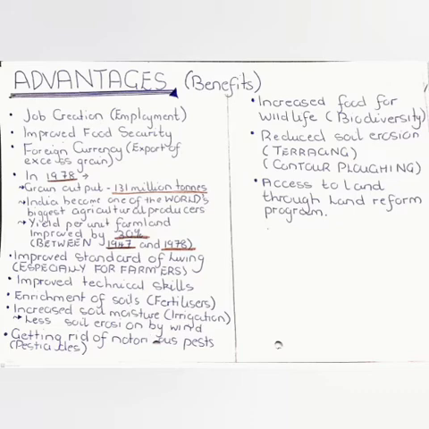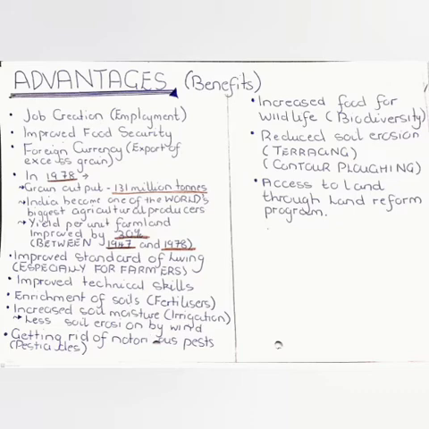In 1978, 131 million tons of grain was produced, and this placed India amongst the world's greatest agricultural producers. Between 1947 and 1978, there was an increase or an improvement in the yield per unit farmland by 30%. There was an improvement in the standard of living, especially the standard of living of farmers.